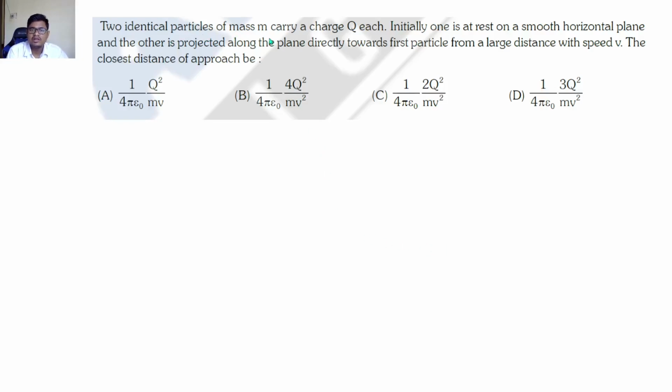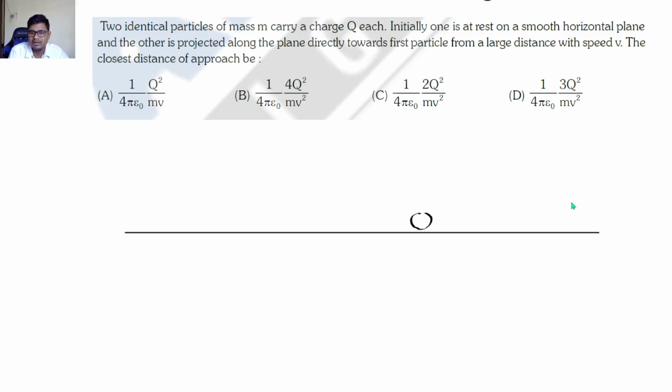In this question, two identical particles of mass m and charge q, initially one is placed on a smooth horizontal plane, the other is projected along the plane directly towards the first particle from a large distance with a speed v. Find the distance of closest approach. So the question is like there is a surface, let's say this is the surface here, and on this surface it is said that two identical particles of mass m carrying charge q.